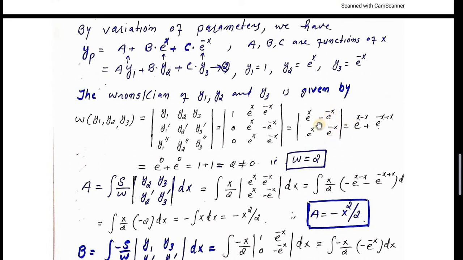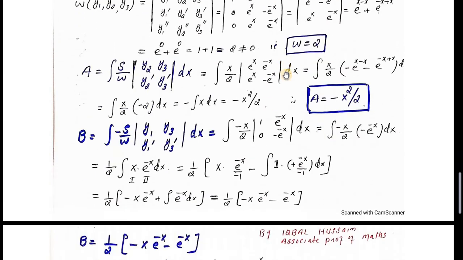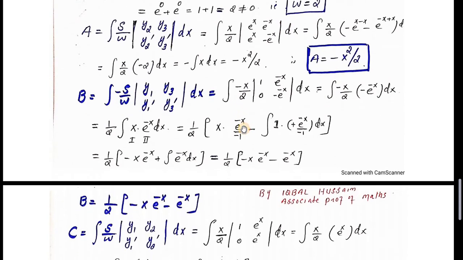Similarly, multiplying this diagonal, we will get plus e power minus x plus x, which is e power 0, which is 1. Similarly, e power 0, which is 1. And finally we get 2, which is not equal to 0, hence the value of Wronskian is equal to 2. Now we know 3 formulas.